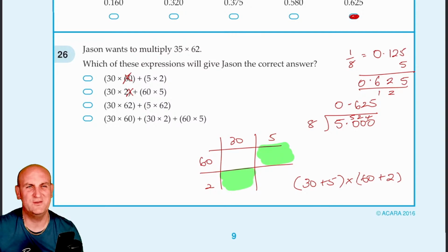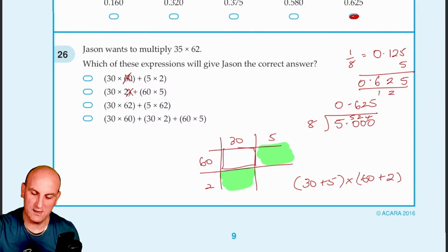30 times 62 plus 5 times 62. Actually, yeah, I think, again, that's going to be the answer. We'll come back to that. 30 times 60 is going to give me this box here. He says not doing highlighter. 30 times 60 there, yep. 30 times 2 gives me that box there.